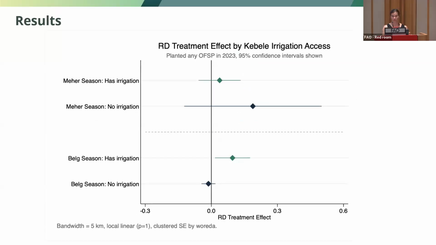We also took a look at irrigation. We wanted to know, did having access to irrigation impact whether or not you planted it? We do see in the Belg season, if you have irrigation, you're more likely to plant OFSP. And then we see a little bit the reverse in the Meher season, but it's not statistically distinguishable. This is probably due to the fact that the Belg season has more variability in its rainfall. So having access to irrigation is a surer thing if you want to plant a new crop.